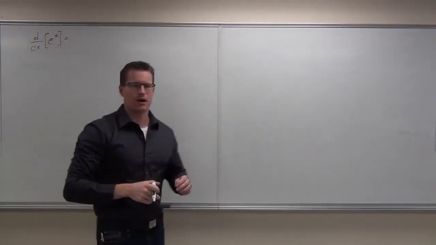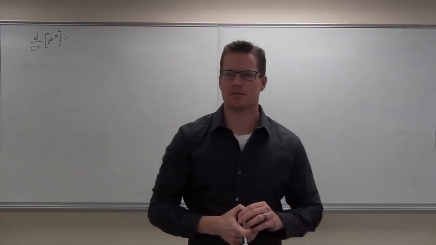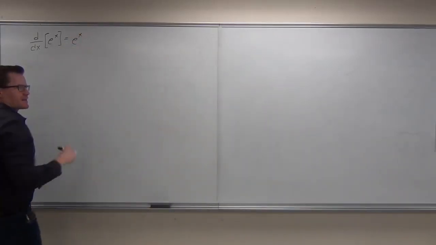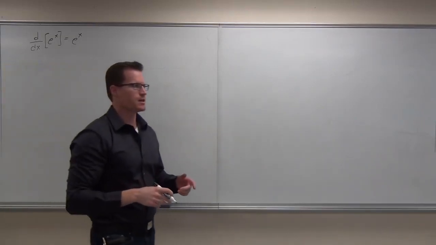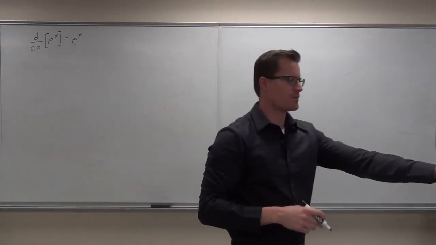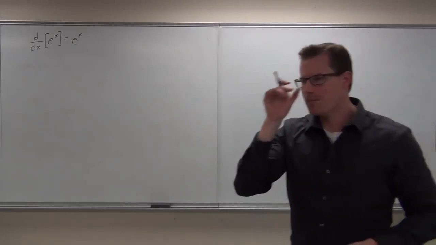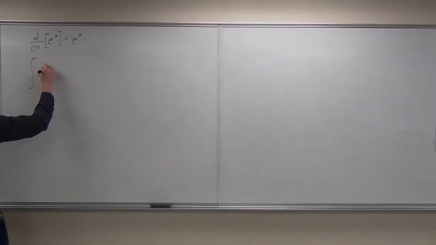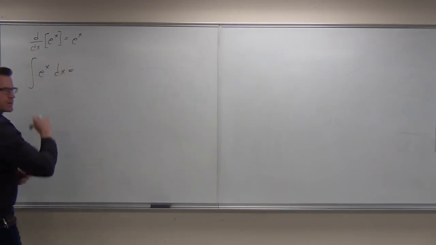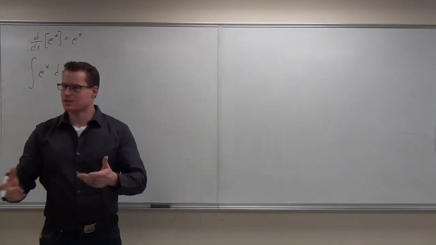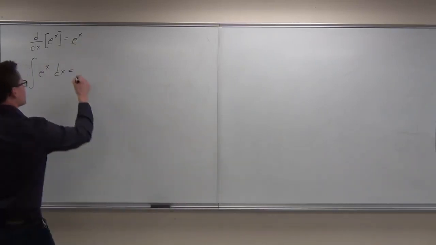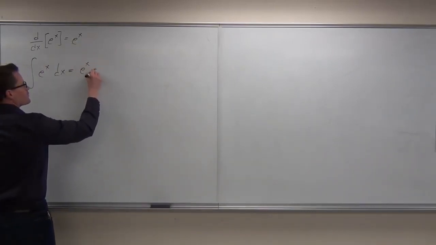what is the derivative of e to the x? Yeah, that was like the easiest one ever. Well, if the derivative of e to the x is e to the x, then the integral of e to the x is what? It's e to the x. If the derivative is e to the x, the integral of e to the x is e to the x. And of course, we do have to have the plus c.